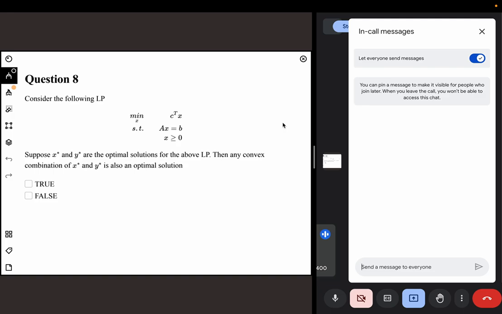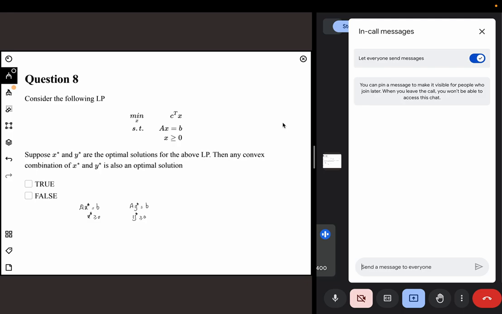So how do you solve this? You have two optimal solutions and then you take a linear combination of them. Will it also be an optimal solution? How do I check it? Obviously the first one is an optimal solution, so Ax star should be equal to b and x star should be positive. Similarly, y star is also an optimal solution, so it should be feasible.